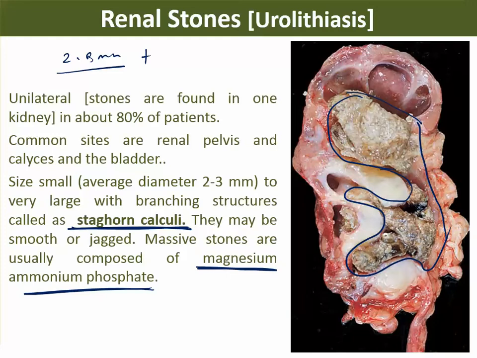And remember, most of the time the stones are formed in the renal pelvis or in the bladder, if it is urolithiasis. A stone can form at any place in the kidney, but it is most commonly seen in the renal pelvis and in the bladder. So when you see a large stone, suspect magnesium ammonium phosphate. When you suspect magnesium ammonium phosphate, you should suspect urinary tract infection, that too specifically Proteus vulgaris and Staphylococcus.